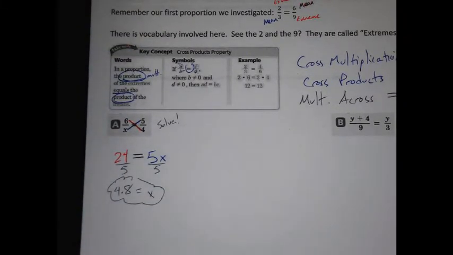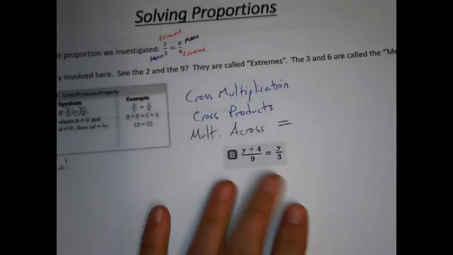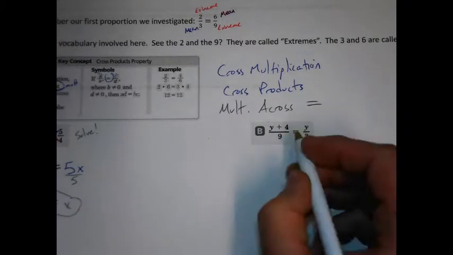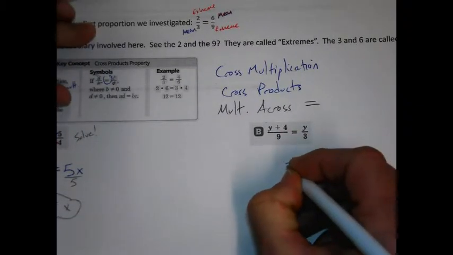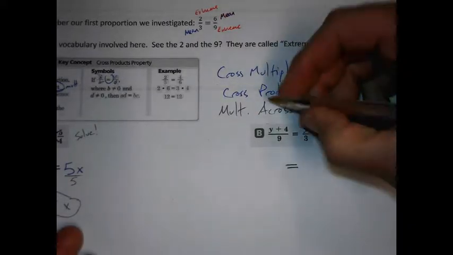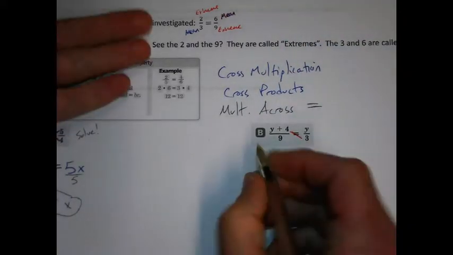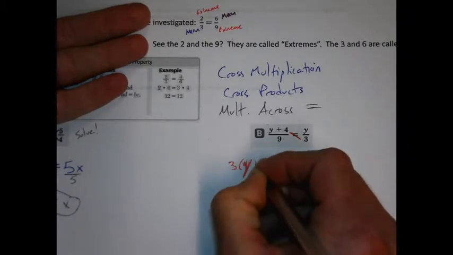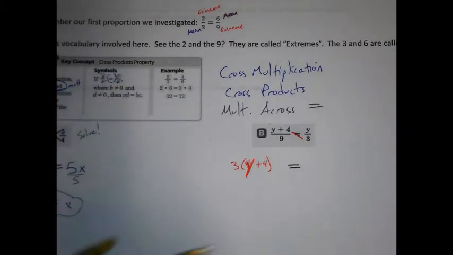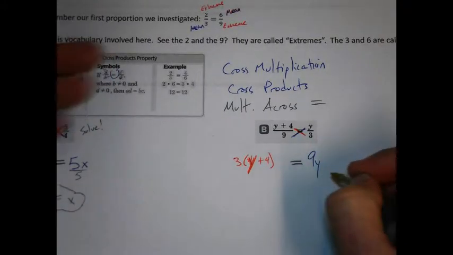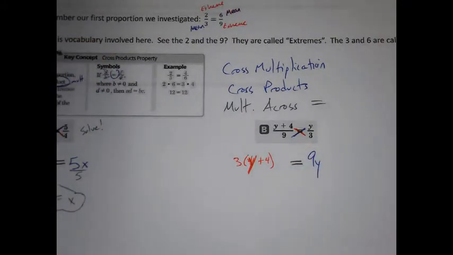Now, what if you had a funky proportion like this? Oh, cats, settle down. This is nuts. The same thing holds true. We multiply across the equal sign. We have the extremes, 3 times y plus 4, which would be equal to the product of the means, 9 times y. So we'd have an equation to solve there.